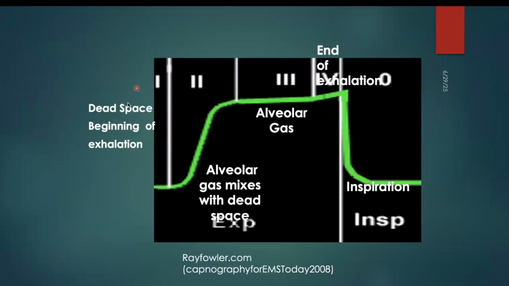So we begin to exhale. We're beginning to get that dead space gas mixing with the alveolar space. But then once we begin to plateau out, we're getting more into the alveolar gas. And then right as we get to the end, that's as close as we can get to being right next to that capillary membrane as possible. So that number is that end tidal number. And then we inhale. And as we inhale, our carbon dioxide level drops rather rapidly.